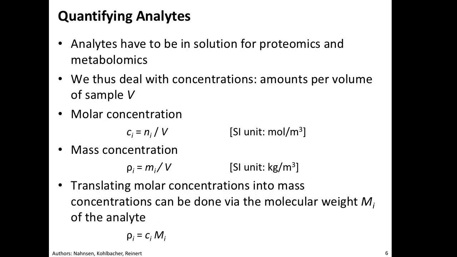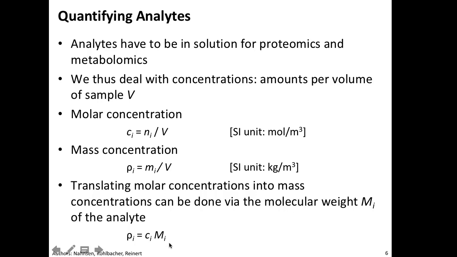When we talk about the amounts, since we're dealing with solutions, we can just pipette that stuff, and we are really interested in how much is there per defined volume. So we're dealing with molar concentrations, which would be moles per meter cubed, or mass concentrations, which would be kilograms per meter cubed. It depends a bit on what is more convenient. With metabolites, we often have molar concentrations. With proteins, it can be more convenient to just have mass concentrations. And of course, you know that you can convert these units by knowing the molecular weight of the analyte.